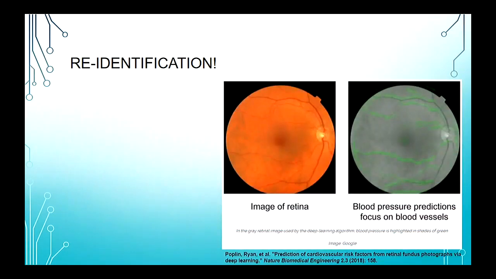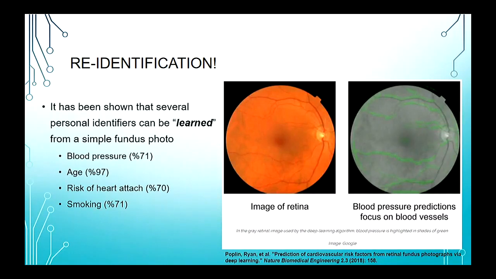Another problem with AI, and this is very new, is called re-identification. There was a study in 2018 that showed, based on a single fundus photo, not only can you detect disease, you can detect all of these different parameters about that person: the age, the blood pressure, their smoking habits, and also gender. So if you combine all of that, wouldn't it become re-identifiable?